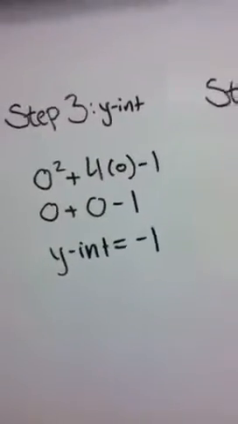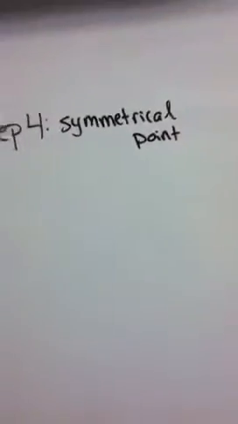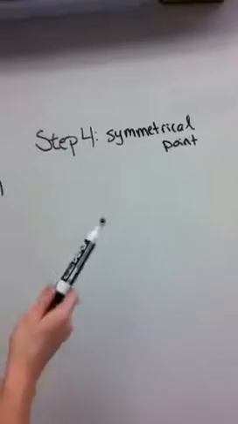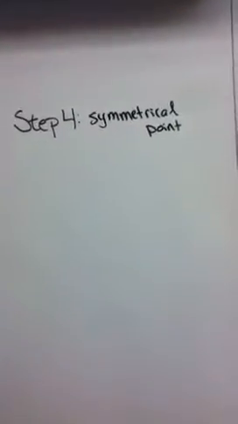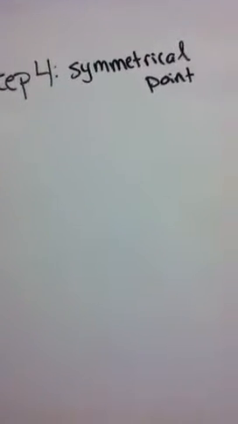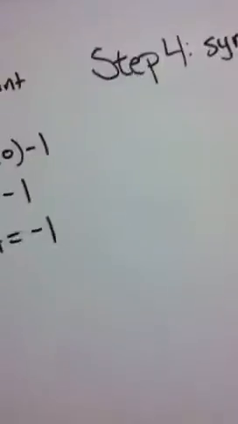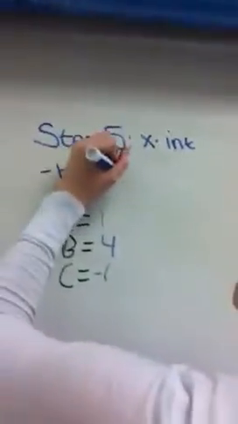On to step 4, the symmetrical point. So your symmetrical point is basically your y-intercept, but on the other side of the axis of symmetry, which is easiest to show when you have the graph in front of you, so we will do that later. Okay. On to step 5, finding the x-intercept.